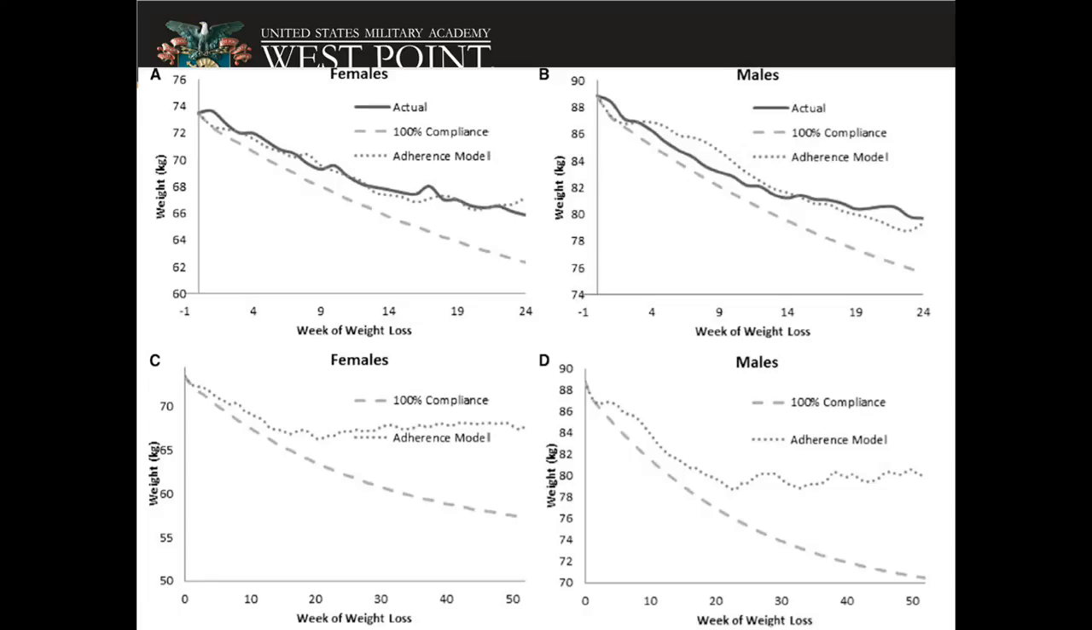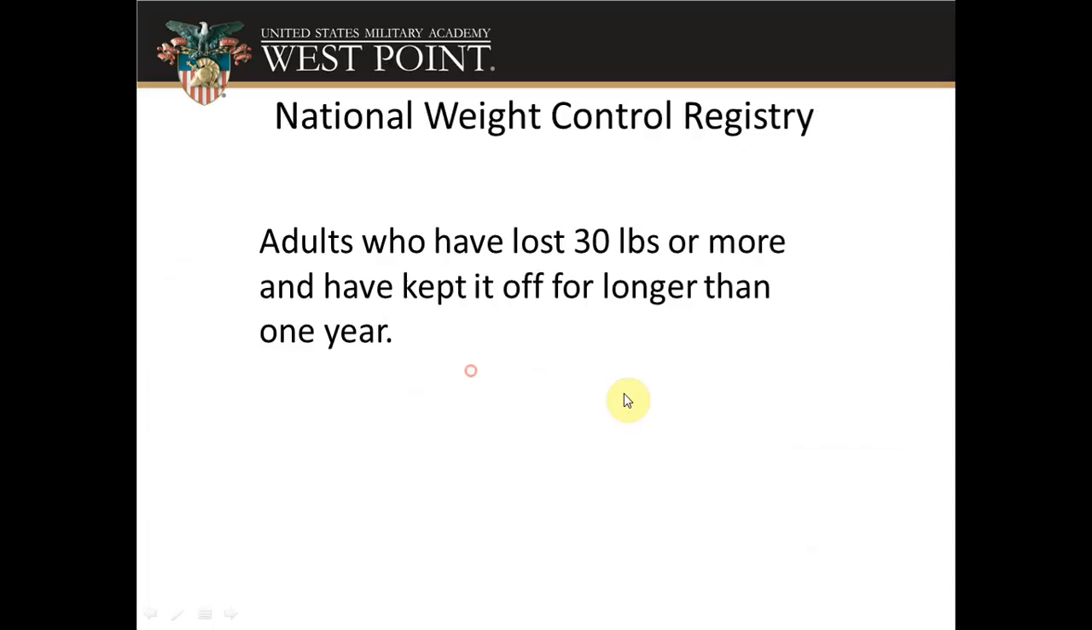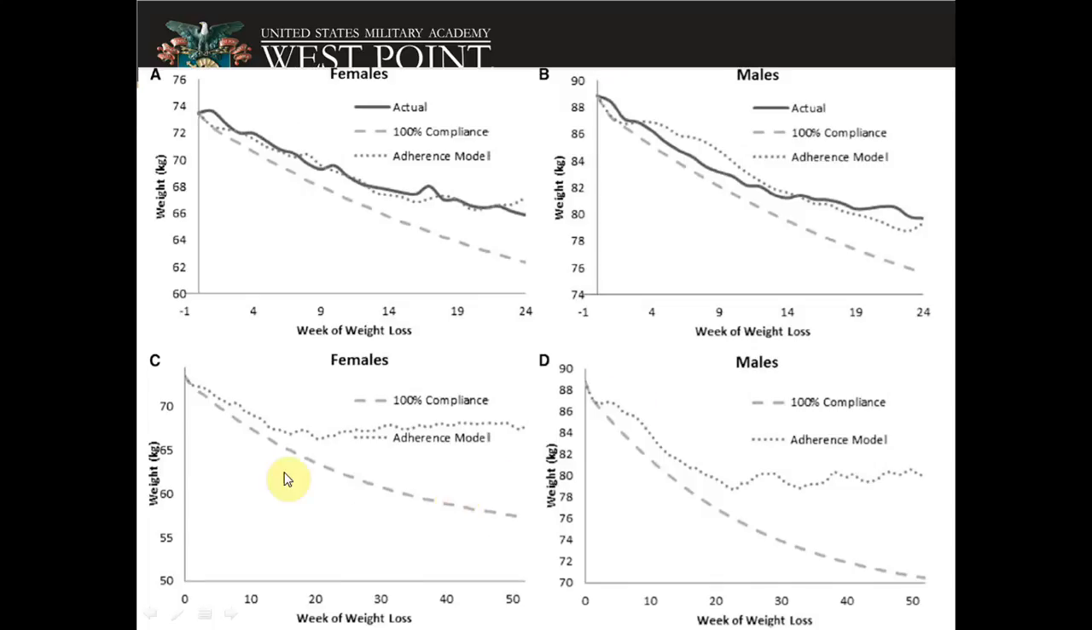What you see is, although it's not point by point, I can exhibit a curve that looks like those free living curves that you see in reality. What happens over time? Well, over time, you plateau around 52 weeks, as we've seen in the other picture.